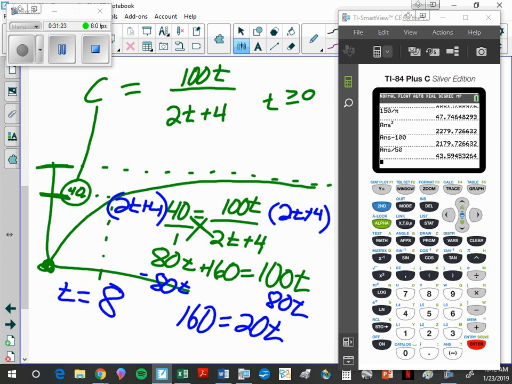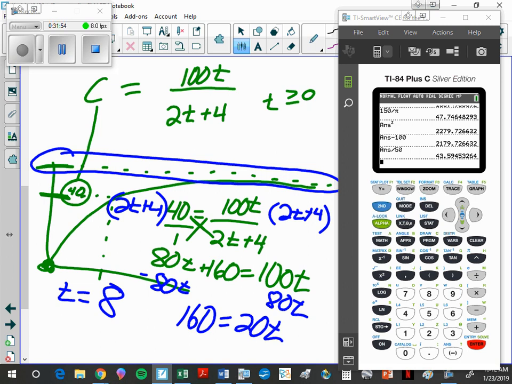Okay, letter C. In the long run, what value will the concentration of the drug approach? What is that asking? What is that asking for? In the long run, what will the concentration of the drug approach? It wants to know, where is this value? Graphically, what do we call that value?